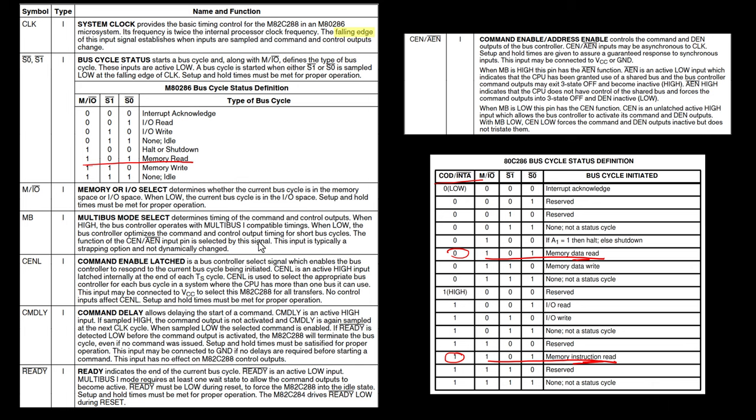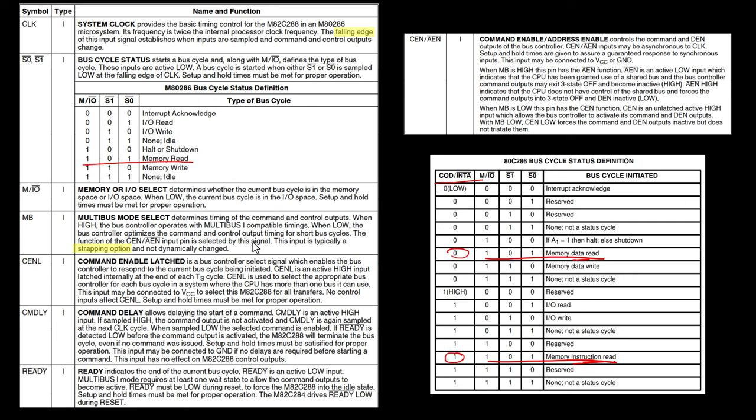And it doesn't appear that this specific bus controller needs to look at the COD int A, and they might assume that we're looking at that elsewhere, or maybe that's part of decode logic that's outside of what this chip is going to do. But it's going to look at MIO, S1, S0 to understand the type of bus cycle so that it can give us those proper enables coming out of this chip.